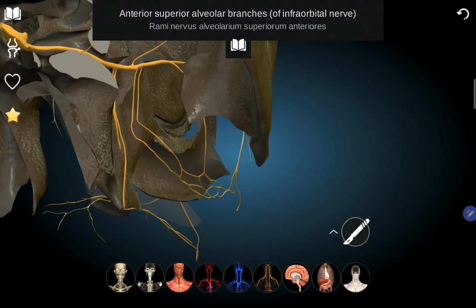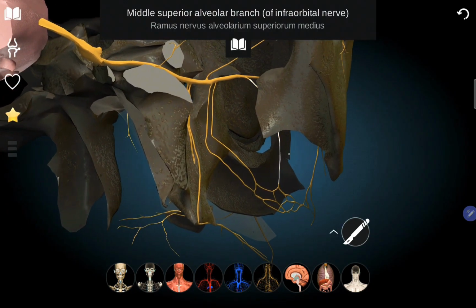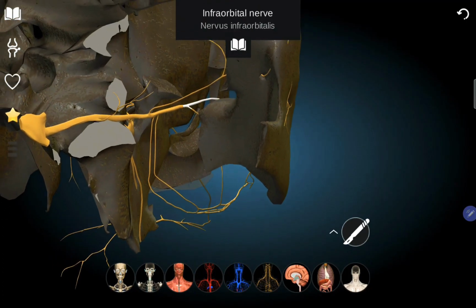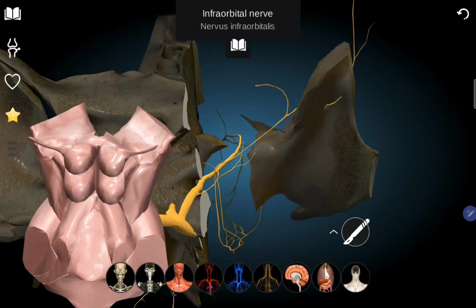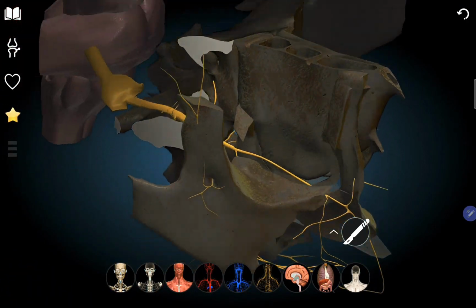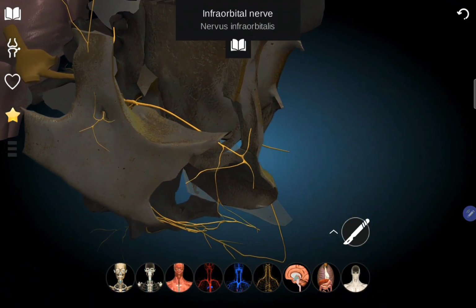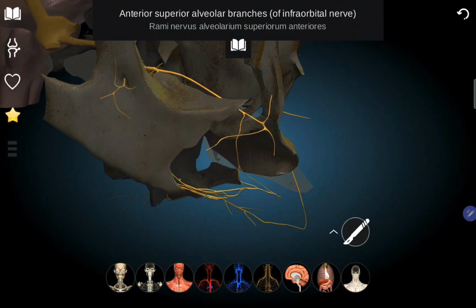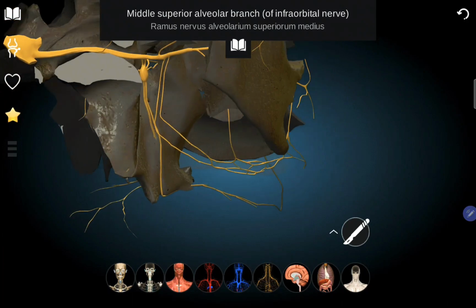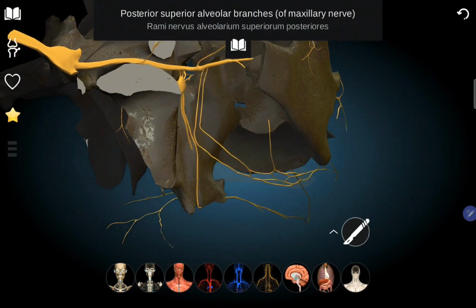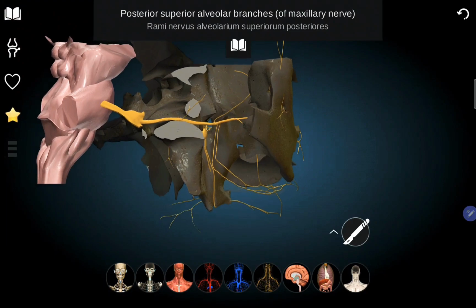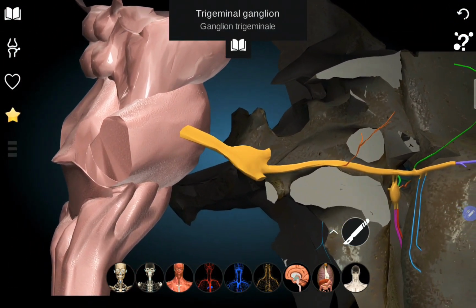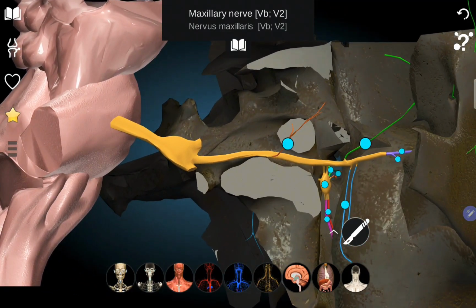The MSA, which is the middle superior alveolar nerve, supplies the premolars and the mesobuccal root of the first molar, and the ASA supplies the incisors and the canines. So these are the branches of the infraorbital nerve, which is again a branch of the maxillary nerve, which is a branch of the trigeminal nerve. So the second branch of the trigeminal nerve is the maxillary branch. It's coming from the sensory root, trigeminal ganglion, then the maxillary branch.